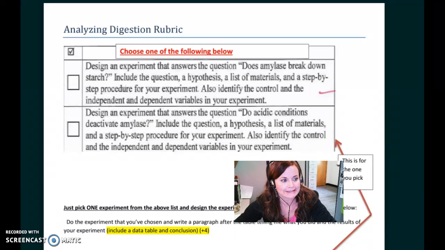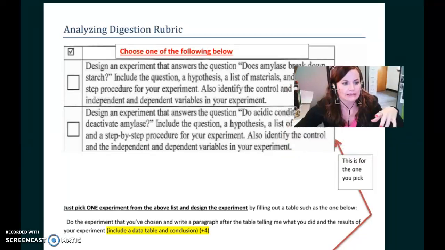The other question is, do acidic conditions deactivate amylase? So does amylase work if it's acidic? So that's, your stomach is very acidic, right? Again, design the experiment and then do it. So either or, but not both.